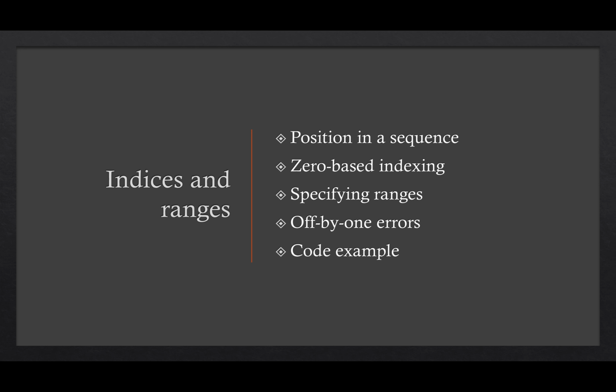And I'll go into talking about off by one errors, which are a common class of programming error, where it's very easy, if you reason incorrectly, to end up with something that's just off by one. And finally, we'll go into a code example to show how indexes work, or indices work, in practice.